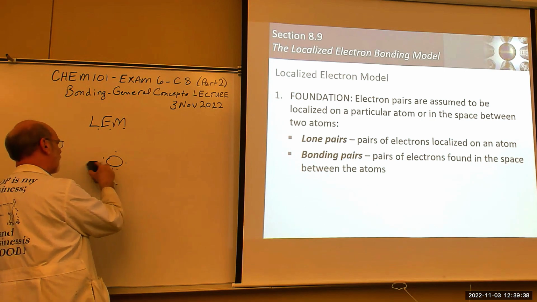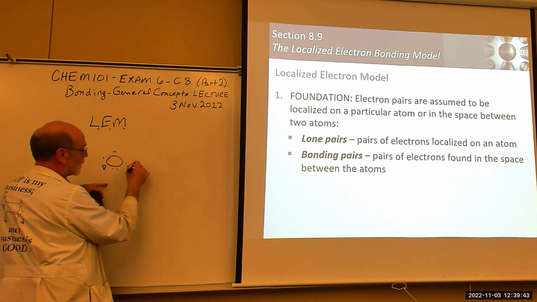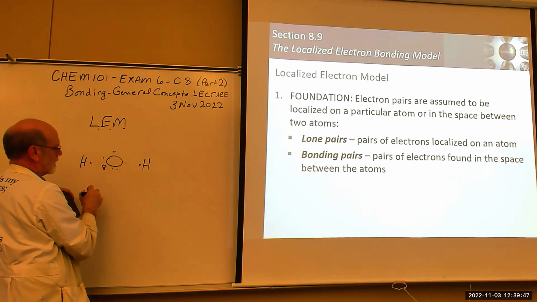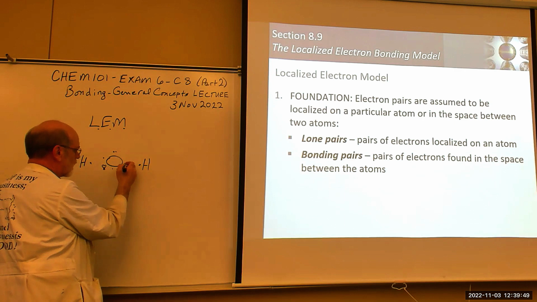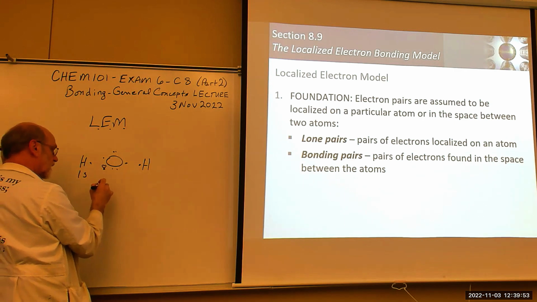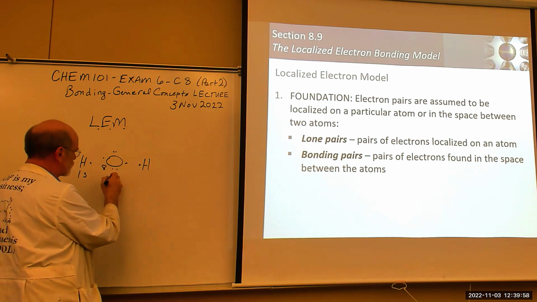Actually, let's do it like that. So now we have this hydrogen over here with its electron, and this hydrogen over here with its electron. This one has a 1s orbital, and these electrons would be in the higher level, so these would be 2p electrons.